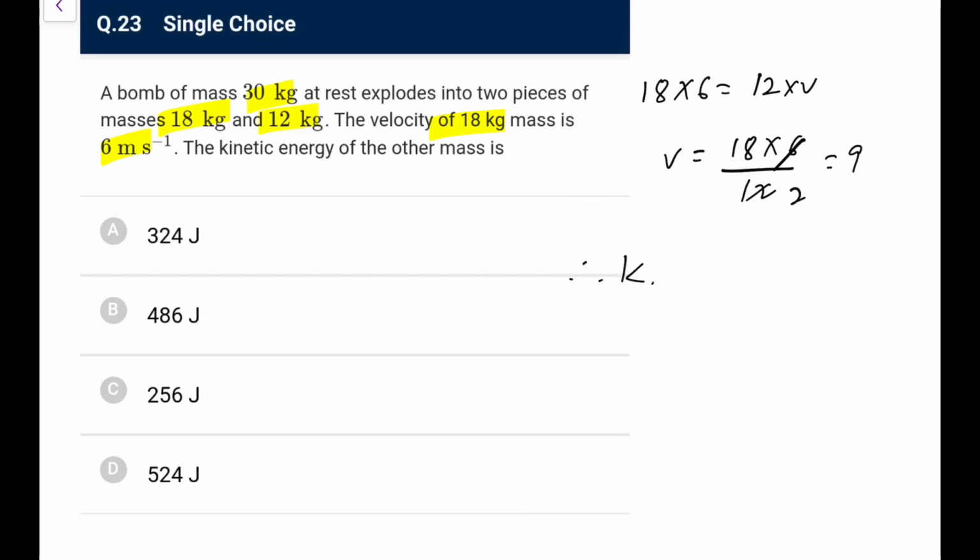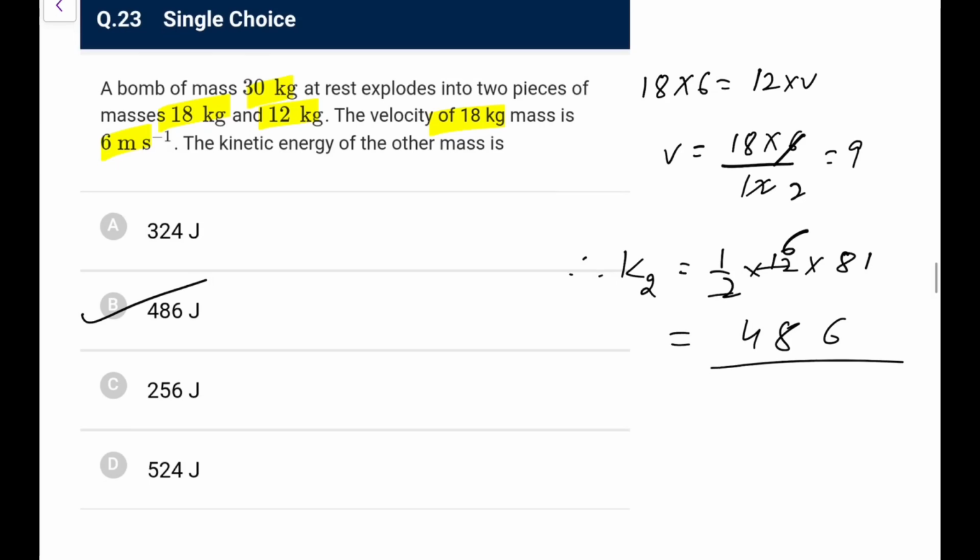Therefore the kinetic energy is half into 12 into 9 squared, which is 81. So 81 into 6, which gives 486. You will go for option B.